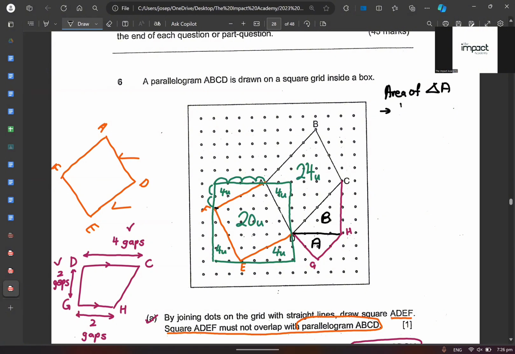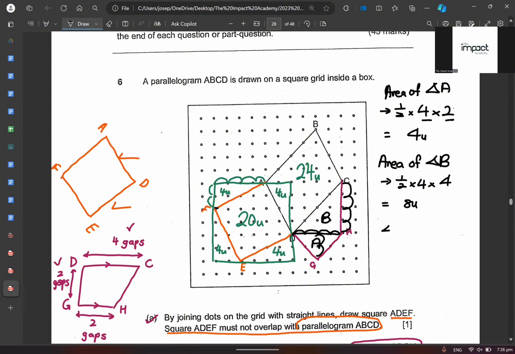To find the area of triangle A, we just have to do half times 1, 2, 3, 4 times 1, 2. This gives me 4 times 2 is 8, so that becomes 4 units. Agree so far? Area of triangle B, the right angle triangle, basically becomes half times, what is it? 4. What is it again for the height? 1, 2, 3, 4. That gives you 8 units. Correct? All right. Your total is 12 units. Am I making sense? Okay.